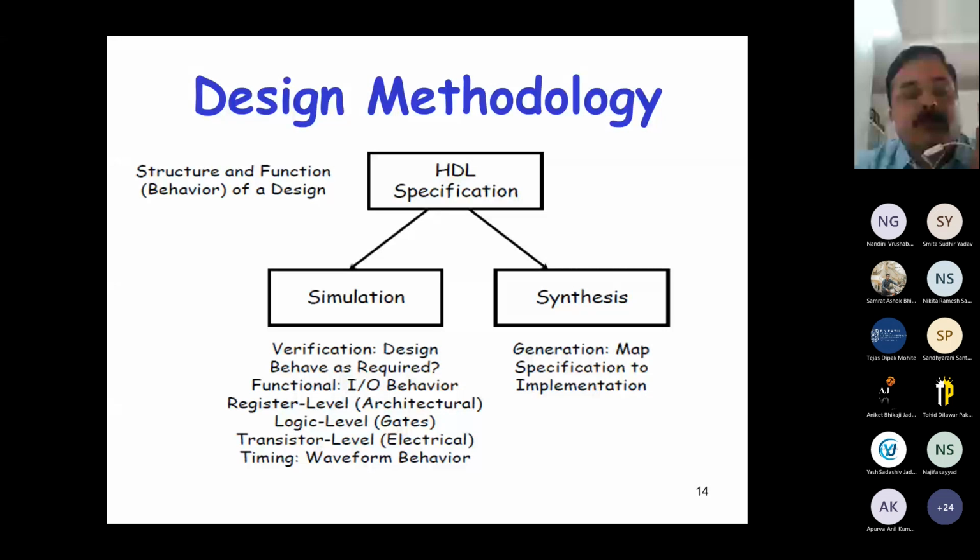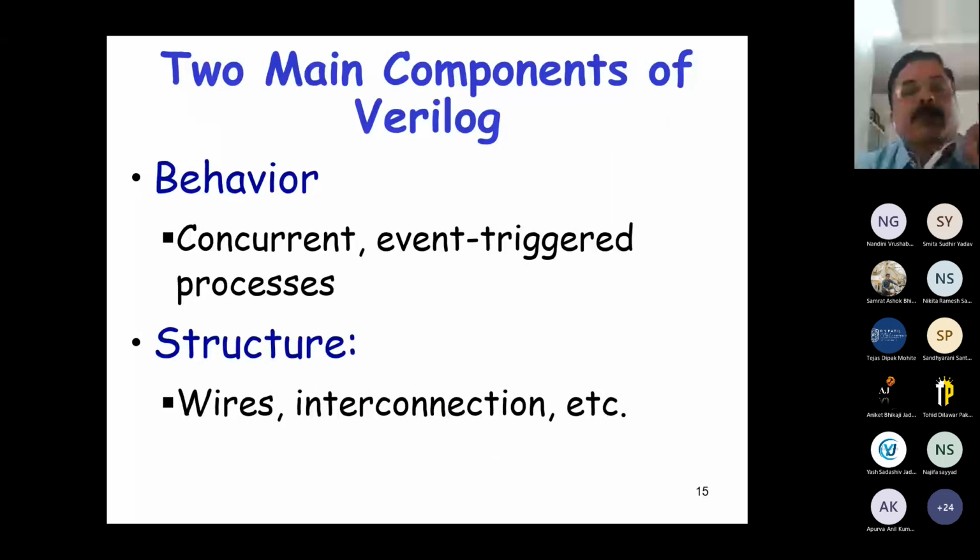Structural and behavioral model. Let us see what the peculiarities are. Structural Verilog has module instances and their interconnections by wires only. And in behavioral, use of REGs, time delays, arithmetic expressions, procedural assignments, and other control flow structures like if else, else if, and so on are used.